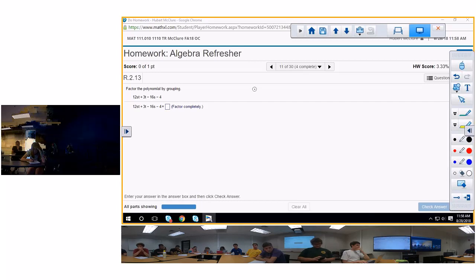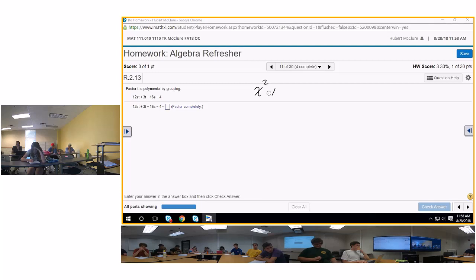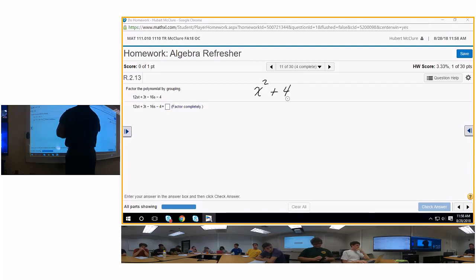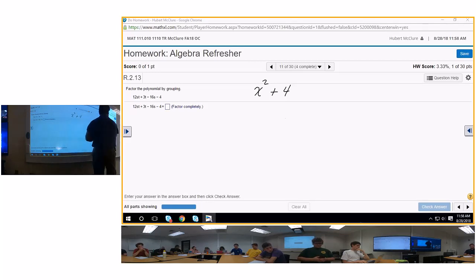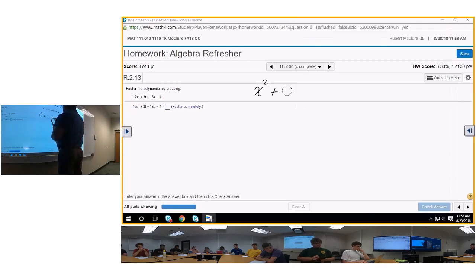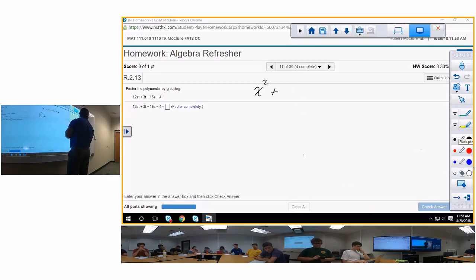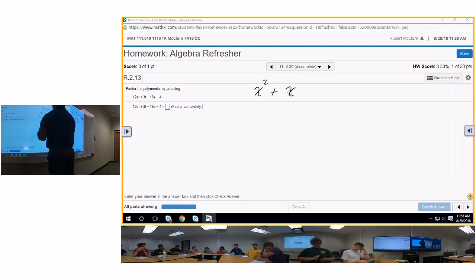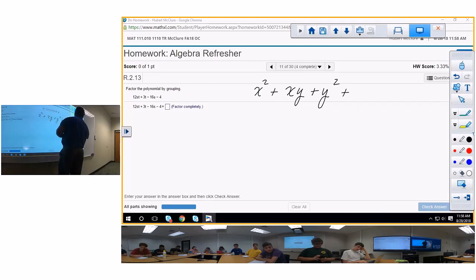x squared plus 4, x squared plus xy. I've got to do it in my head, just bear with me. x squared plus xy plus y squared plus 6 minus 16.